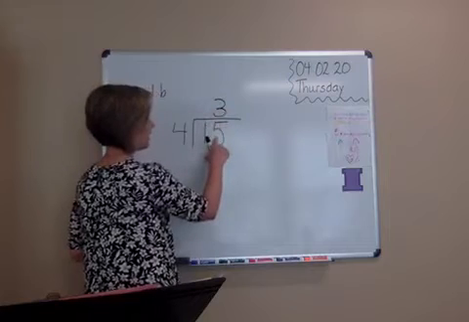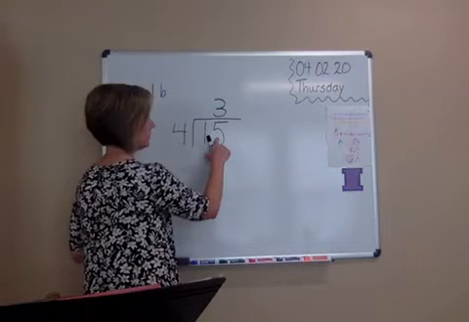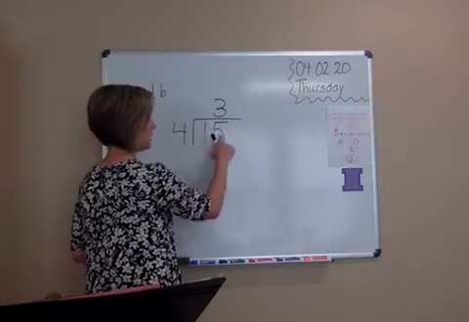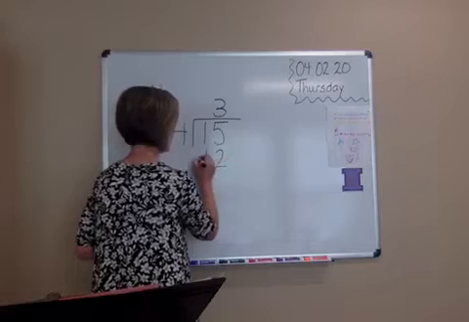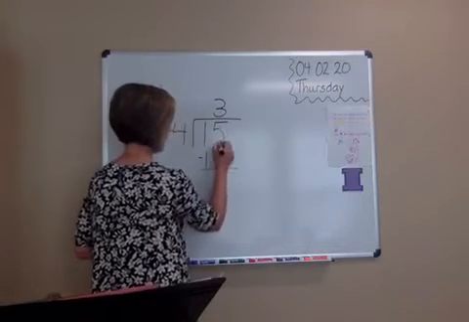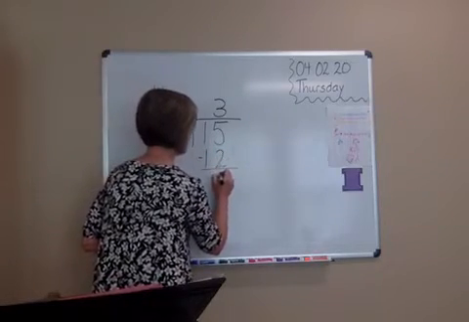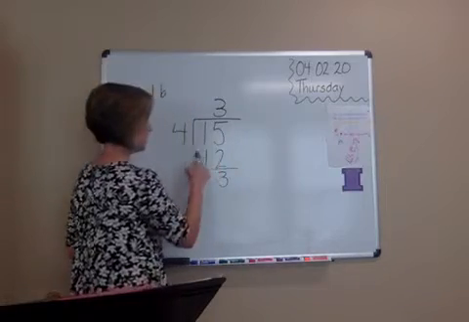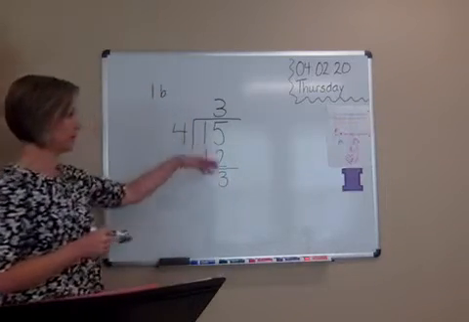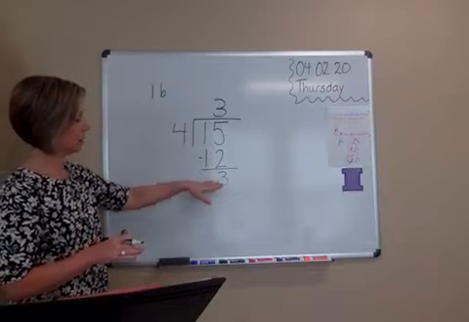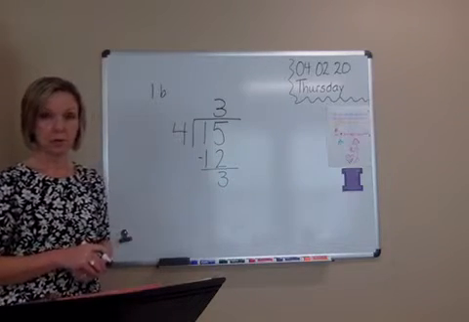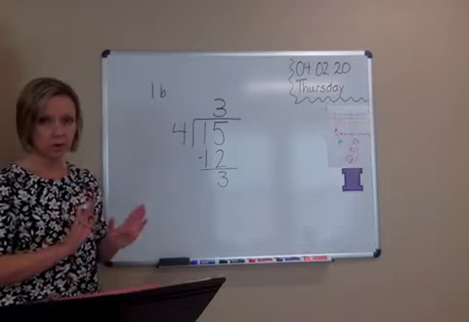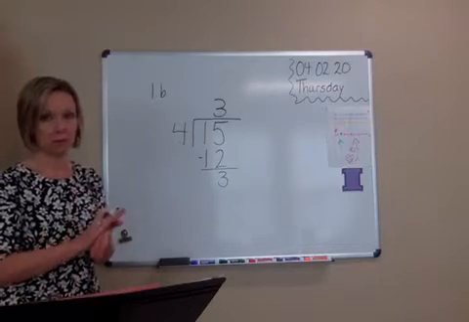Make sure your 3 is over your 5 because we're taking 15 in its entirety. 3 times 4 would be 12. We subtract. 5 minus 2 is 3. 1 minus 1 is 0. We don't have anything, 3 is smaller than 4, nothing to bring down, so we're finished. So now, we're not going to write the R. We want a mixed number.